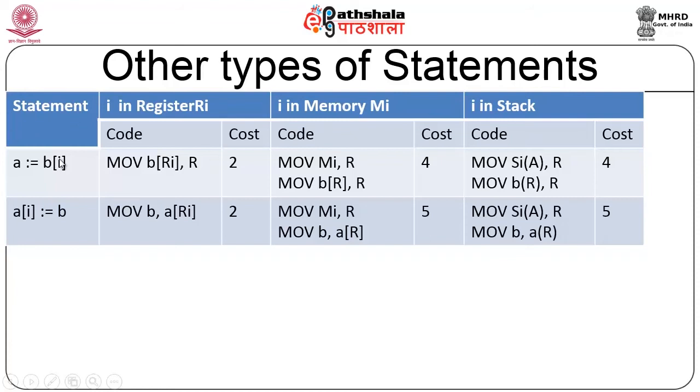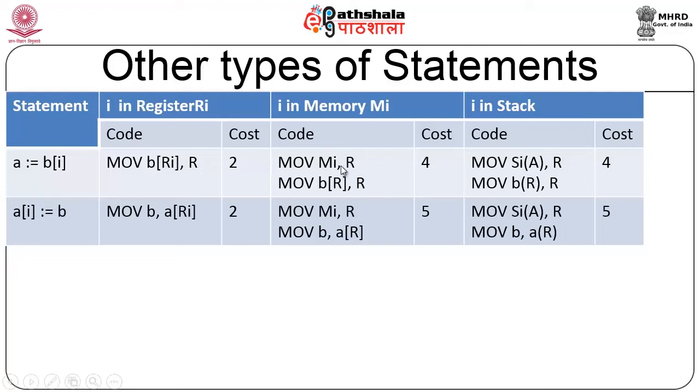Now supposing you have the other statement, A is equal to B of I. This is going to be my situation: move B of Ri comma R, or it will be move Mi comma R and then move B of R comma R. Here I am assuming that I is in register Ri. Here I is in memory Mi, or I can be in stack. So depending upon which instruction I am trying to refer to, I will correspondingly issue a move register. Now I already know the index I in register Ri, so I have to simply do this B of I comma R. Okay, so that is what I have done.